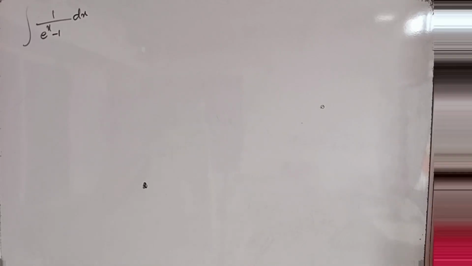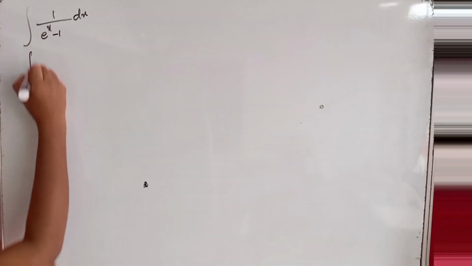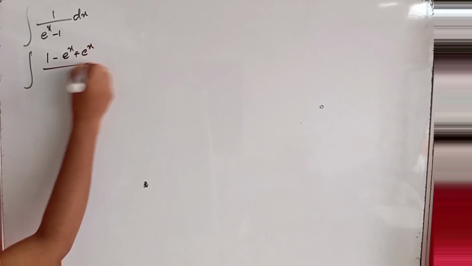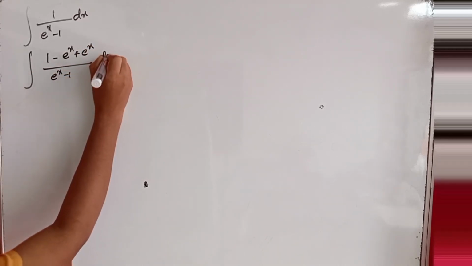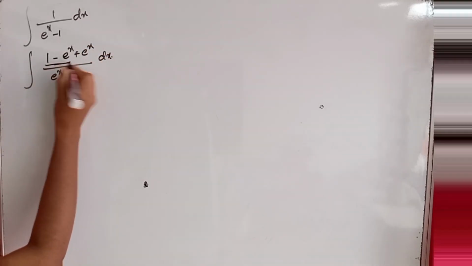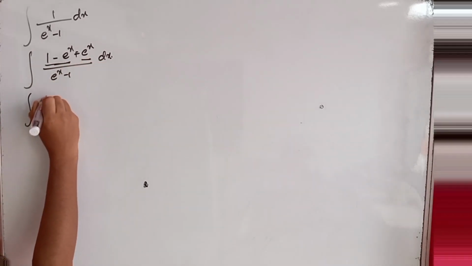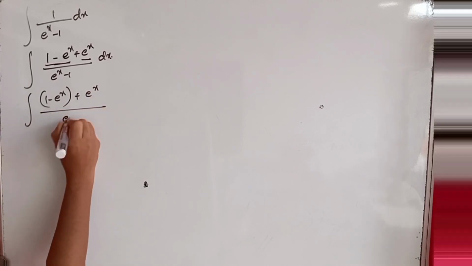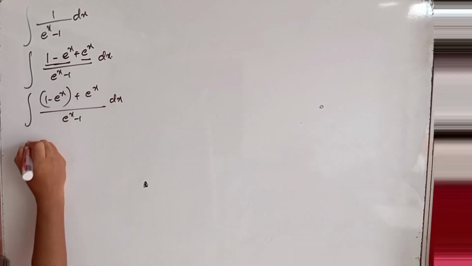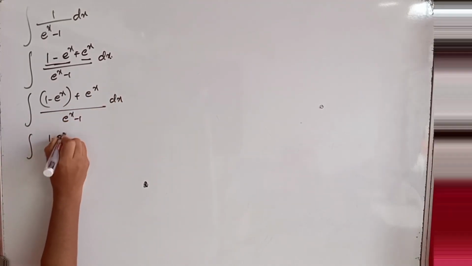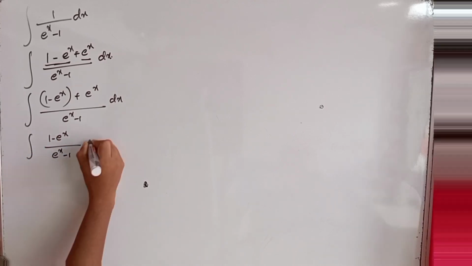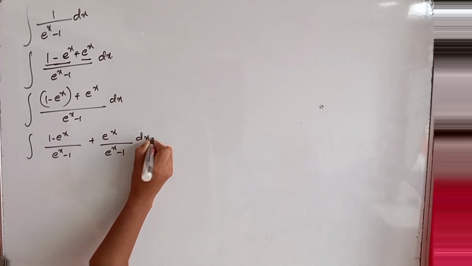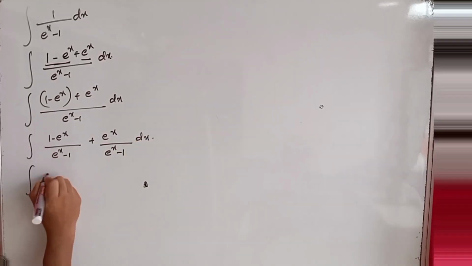Okay, the next question, integrate 1 by e raised to x minus 1 dx. So first we arrange the function as we add and subtract the term e raised to x on the numerator. Okay, and that is 1 minus e raised to x plus e raised to x by e raised to x minus 1 dx. Now we separate the numerator with the denominator. So the function becomes 1 minus e raised to x by e raised to x minus 1 plus e raised to x by e raised to x minus 1.